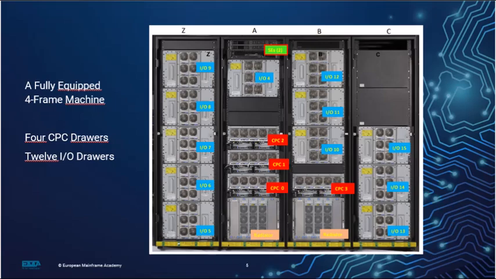Modularity is a wise design choice. You can start with a single frame and expand up to 4 frames with up to 64 terabytes of main memory and up to 208 configurable processors. What's particularly interesting is the clear separation between the processing power in those CPC drawers and the I/O handling in the I/O drawers, which allows you to scale and upgrade them independently.